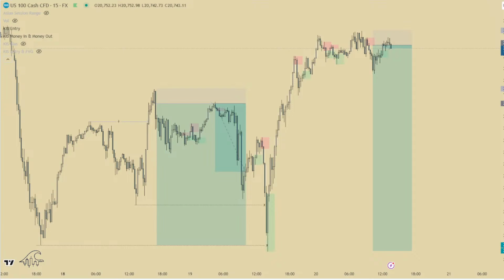XRP was flying last week. Yeah, I know, dude. I made like 40, I think 40, 50% of my portfolio in the space of a week. Pretty good. Pretty good.